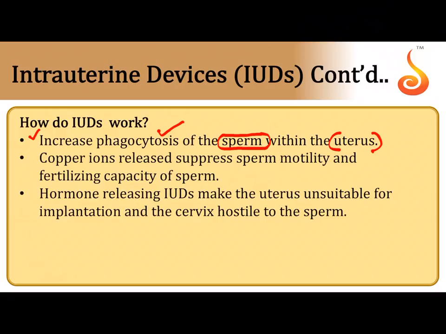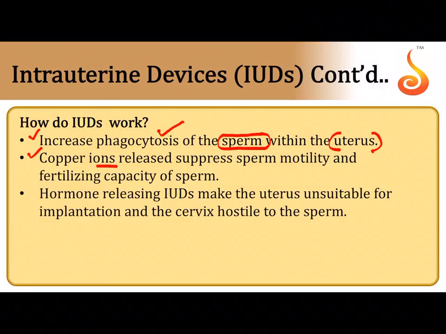Remember that it is a foreign body sitting inside the uterus, so it causes some irritation to the lining of the uterus, and the lining will start accumulating WBCs. It will start producing WBCs. As you know, WBCs are phagocytes, and so when the sperm are traveling up the uterine lining, they get phagocytized, they get destroyed. So this is how an IUD typically works. It increases the phagocytosis of the sperm, and if the sperm are killed, there is no question of fertilization, isn't it?